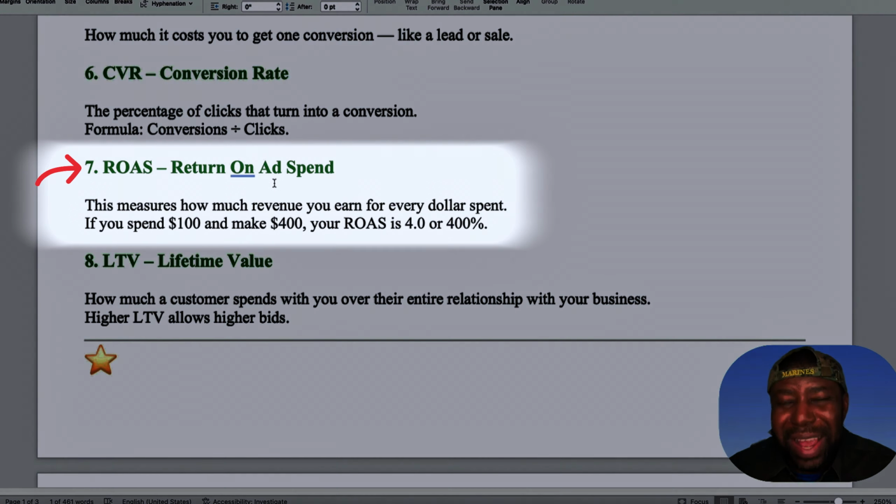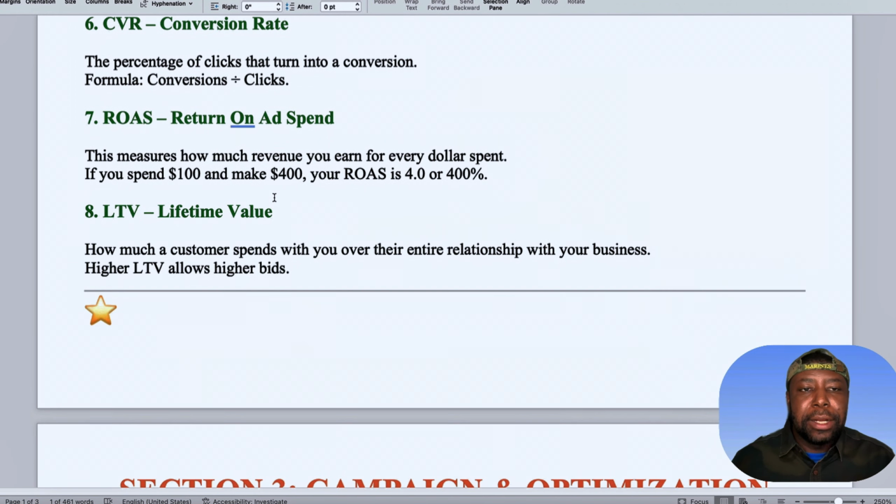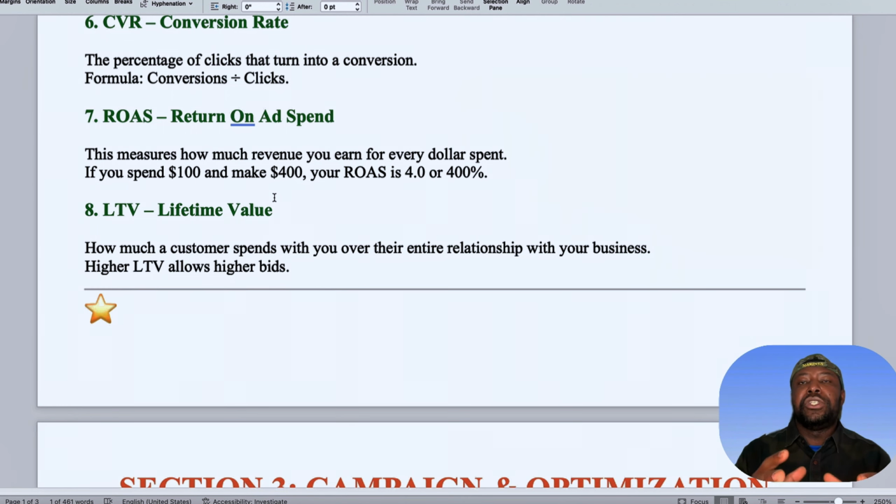Number 7 is ROAS, which is return on ad spend. Some people call it ROAS. Google is basically looking at how much you spend and how much you get back. They're measuring how much revenue you earn for every dollar you spend. If you spend about $100 and make $400, your return on ad spend is 4, or 400%. So that's how they measure it. They're looking at how much you spend and how much you get back as return on ad spend. It could also be return on your investment, because this is an investment.